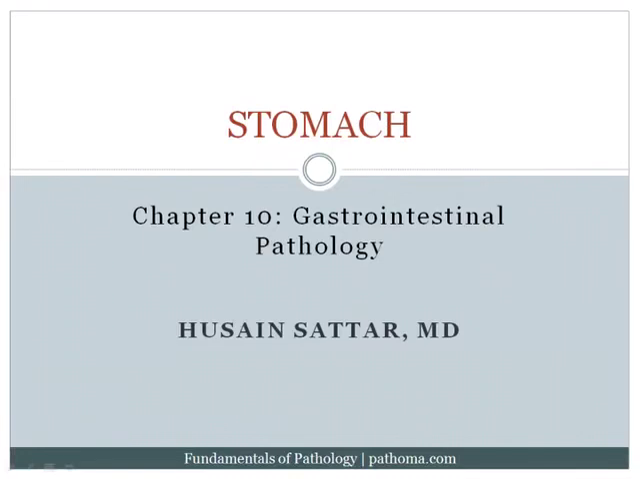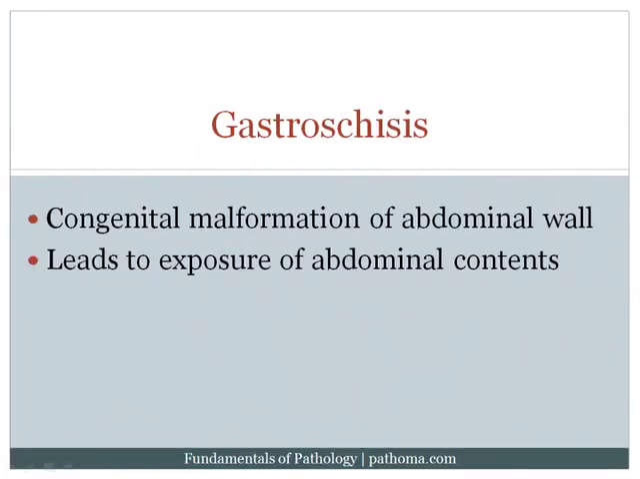Okay, next section is the stomach. The first disorder is called gastroschisis. Gastro refers to the stomach, and schisis means to split. So it's as if there's splitting of the stomach. Now, we don't literally get splitting of the stomach in this disorder. Instead, we get a congenital malformation of the abdominal wall, so that it is the abdominal wall that is actually kind of split, which then leads to exposure of the abdominal contents.